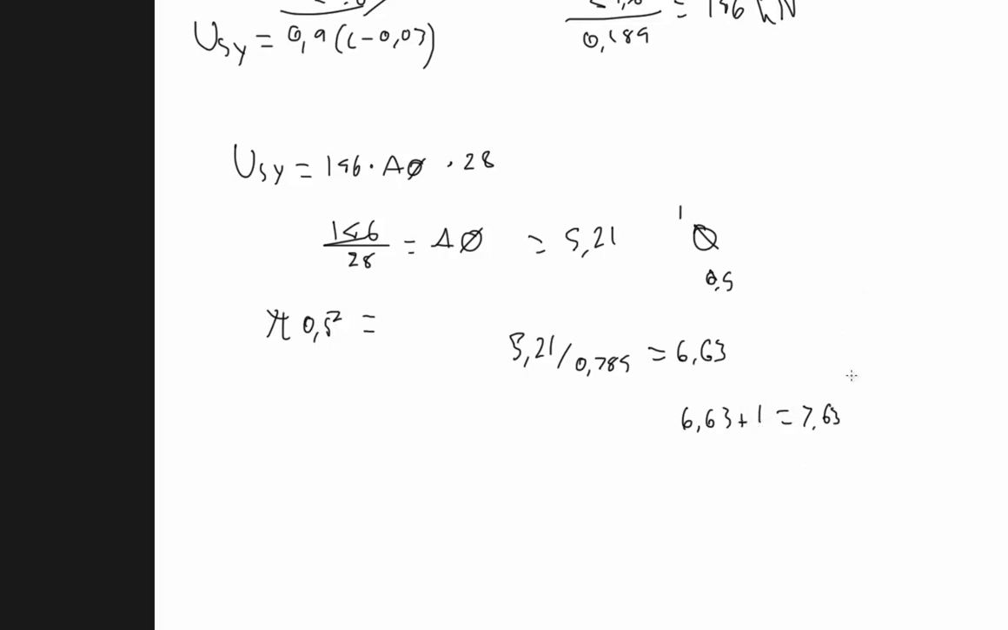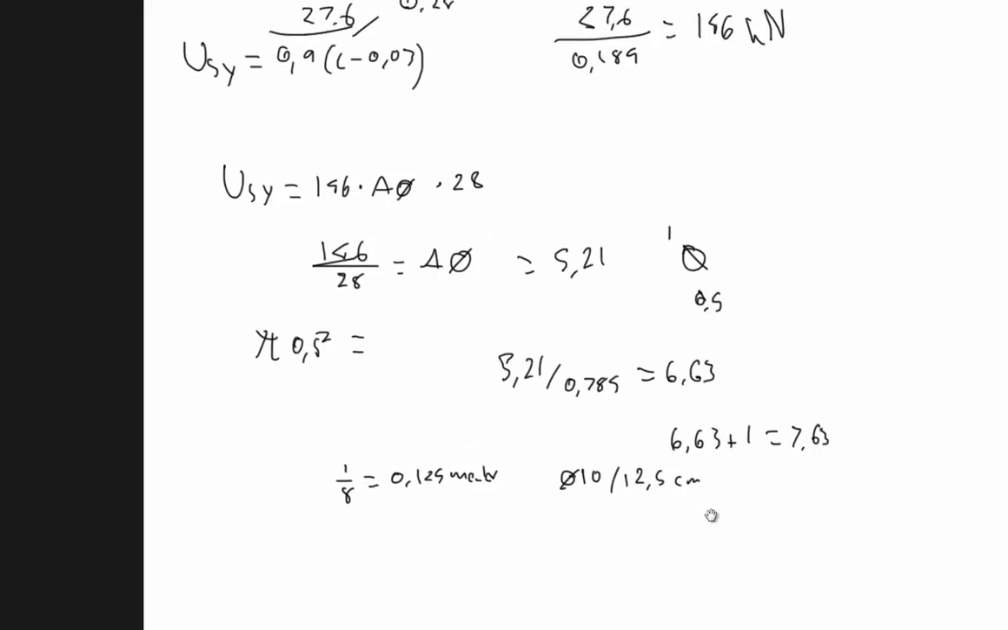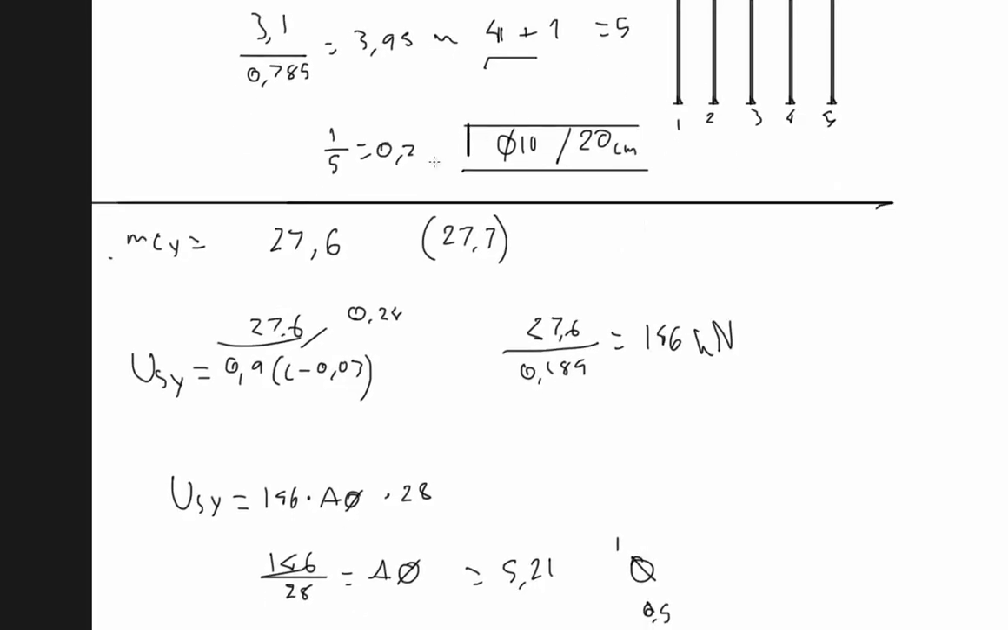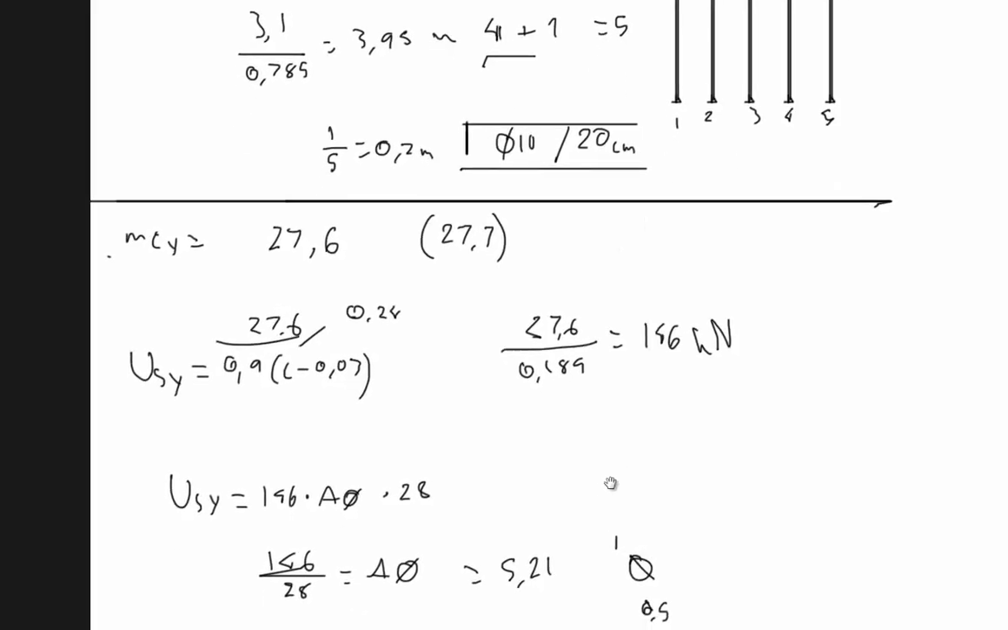Which is more or less 8, right? So it would be 1 divided by 8, 0.125 meters, so 10 diameter every 12.5 centimeters.